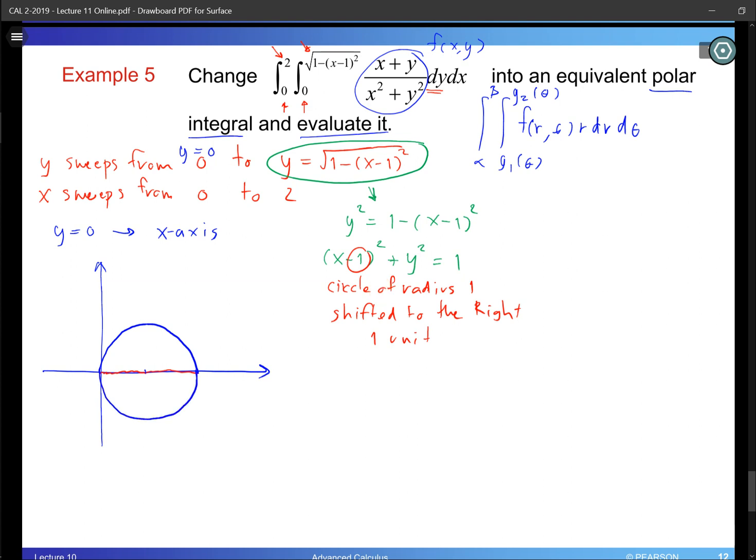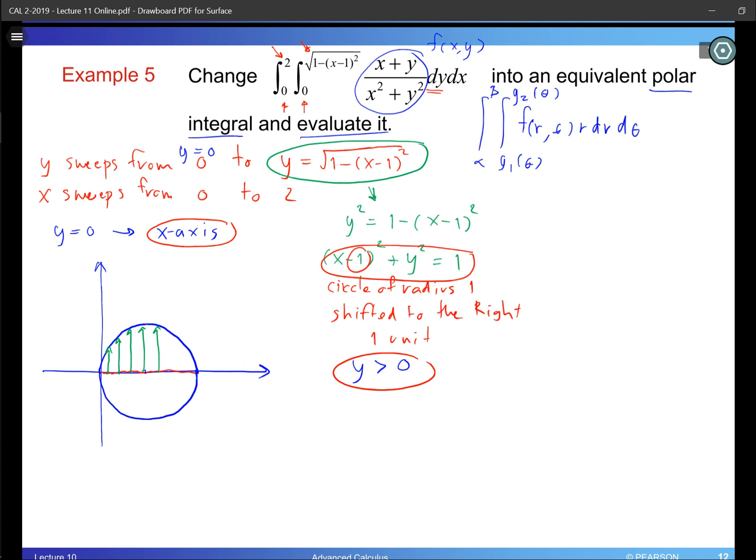Okay, and we also need to keep in mind that y equal to square root of this whole term means that y has to be positive. Y has to be greater than 0. So y starts sweeping from the x-axis to this circle of radius 1, and y has to be positive. So y is going to sweep from the x-axis to the circle.